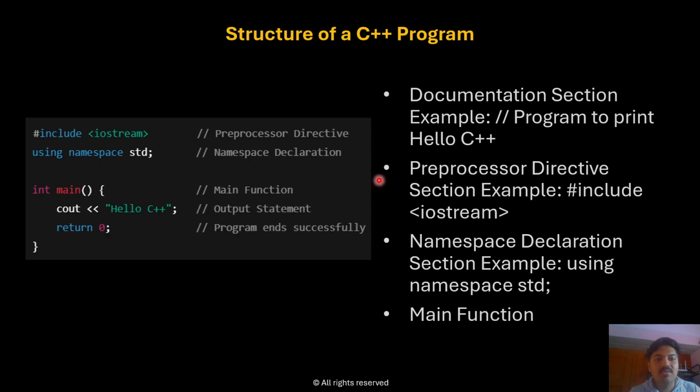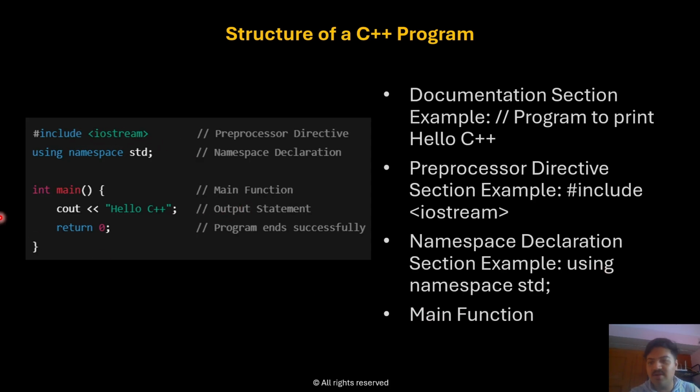Next we have preprocessor directives. Here we can see #include <iostream> is a preprocessor directive. A preprocessor directive includes libraries and functions which we can use in a program. After that we have the namespace declaration section, where we can see using namespace std. Using namespace std is the namespace declaration. We are declaring the namespace std here, which is a part of the iostream library.